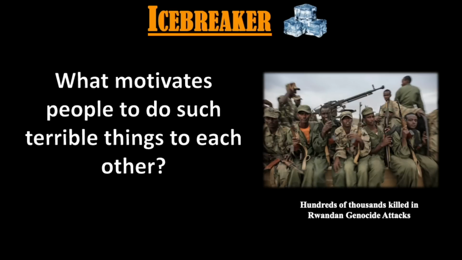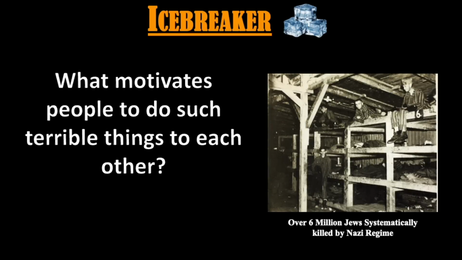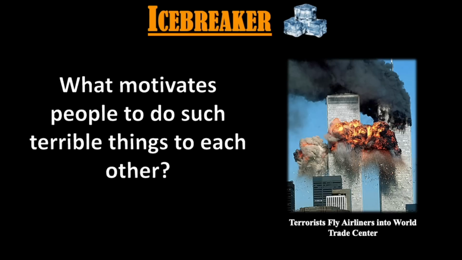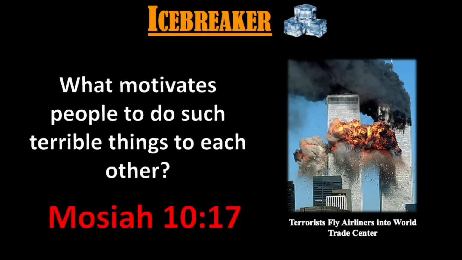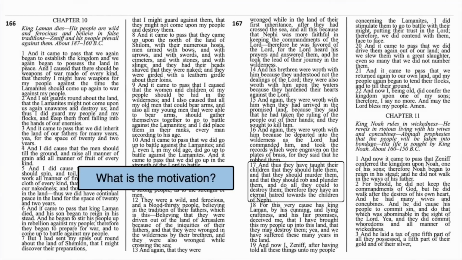Things like the Holocaust, suicide bombings, genocides, terrorist attacks. And whatever your thoughts on that topic are, I believe there's a phrase in Mosiah 10:17 that sums up these kinds of issues really well. Can you find it? We know that throughout the Book of Mormon, there are some terrible things that take place between the Nephites and the Lamanites. Atrocities committed, wars fought, many innocent people killed. What motivated those kinds of things?